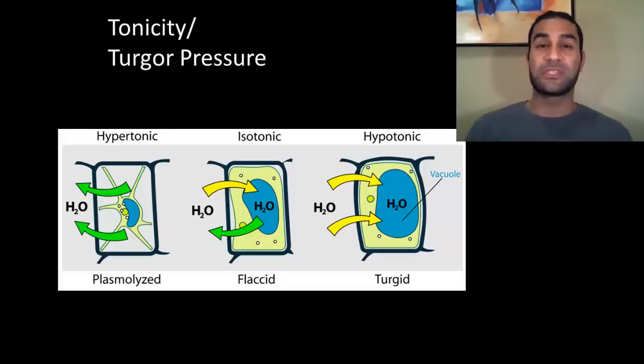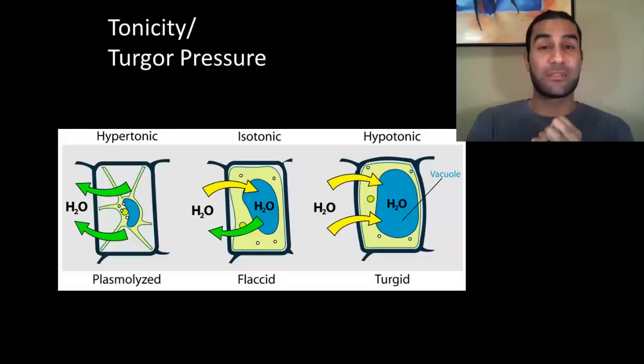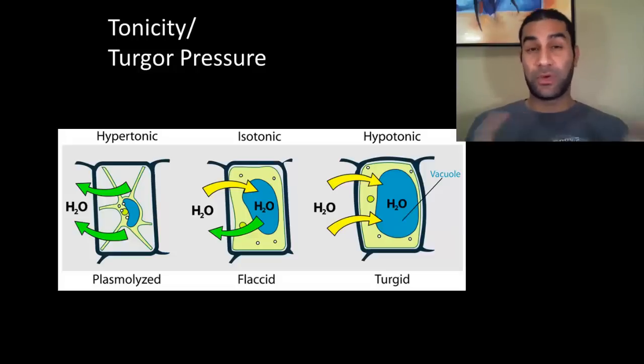So this is what we consider turgor pressure, and again, all of these have to do with movement of molecules. In a hypotonic solution, the cell is going to get bigger. In this case, the vacuole is going to get bigger. In a hypertonic solution, the cell shrinks. In this case, the vacuole shrinks, or plasmolysis occurs. And in an isotonic solution, the cell stays the same because the gradient is moving equally in both directions.